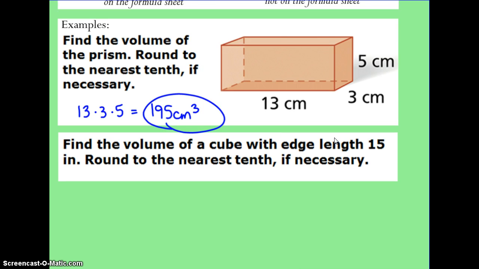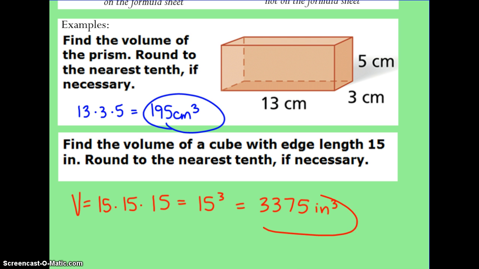Alright, find the volume of a cube with the edge length of 15 inches, round to the nearest inch or tenth of an inch if necessary. Now, we know that a cube has all the sides the same, so it would be 15 times 15 times 15, or 15 cubed, which is 3,375 inches cubed.